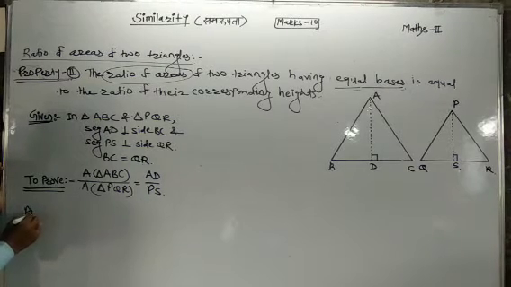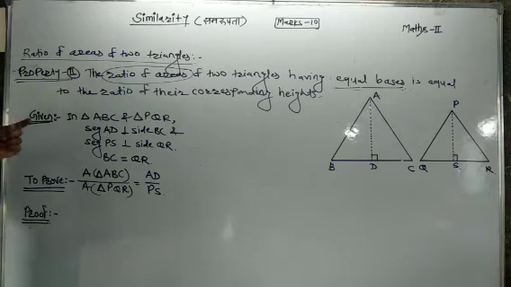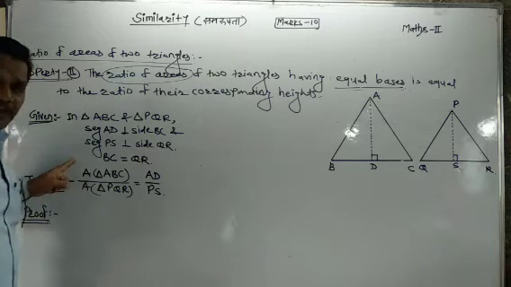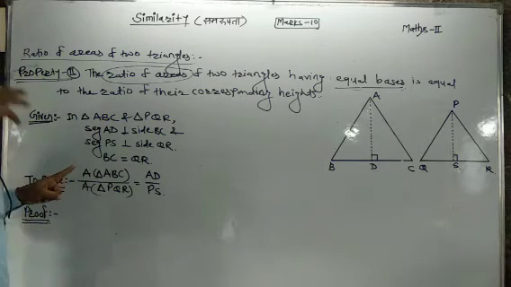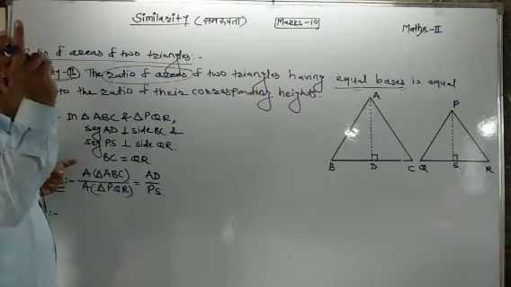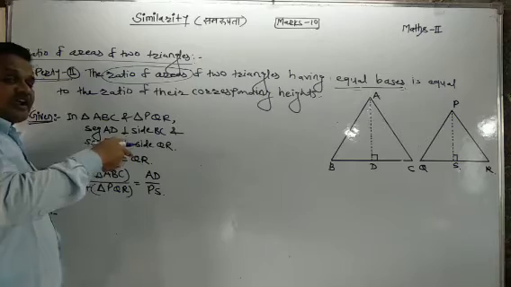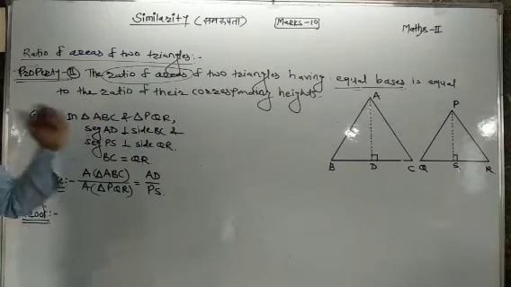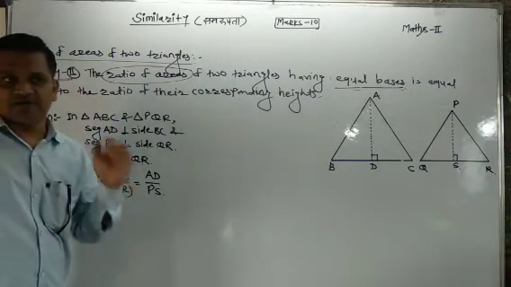Now I am going to write the proof here. First of all, find the area of the first triangle, then find the area of the second triangle, and then divide the area of triangle ABC by the area of triangle PQR. Then we will get the answer. Understand? It is very easy and simple.